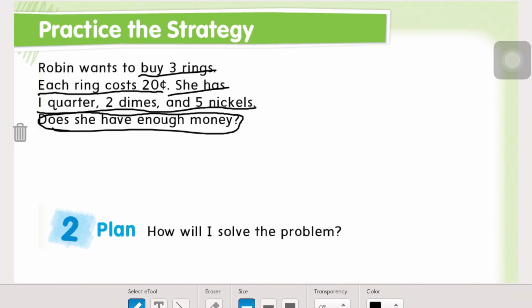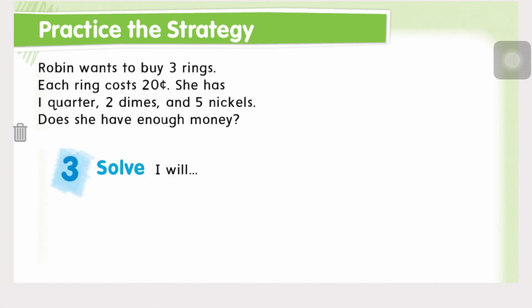If you do not have coins at home, since you're not here at school for me to give you pretend money, then you could also draw the coins and just pretend that they are real, right? We could do that as well. So I will act it out. Robin wants to buy 3 rings. Each ring costs 20 cents. She has 1 quarter, 2 dimes, and 5 nickels. Does she have enough money?